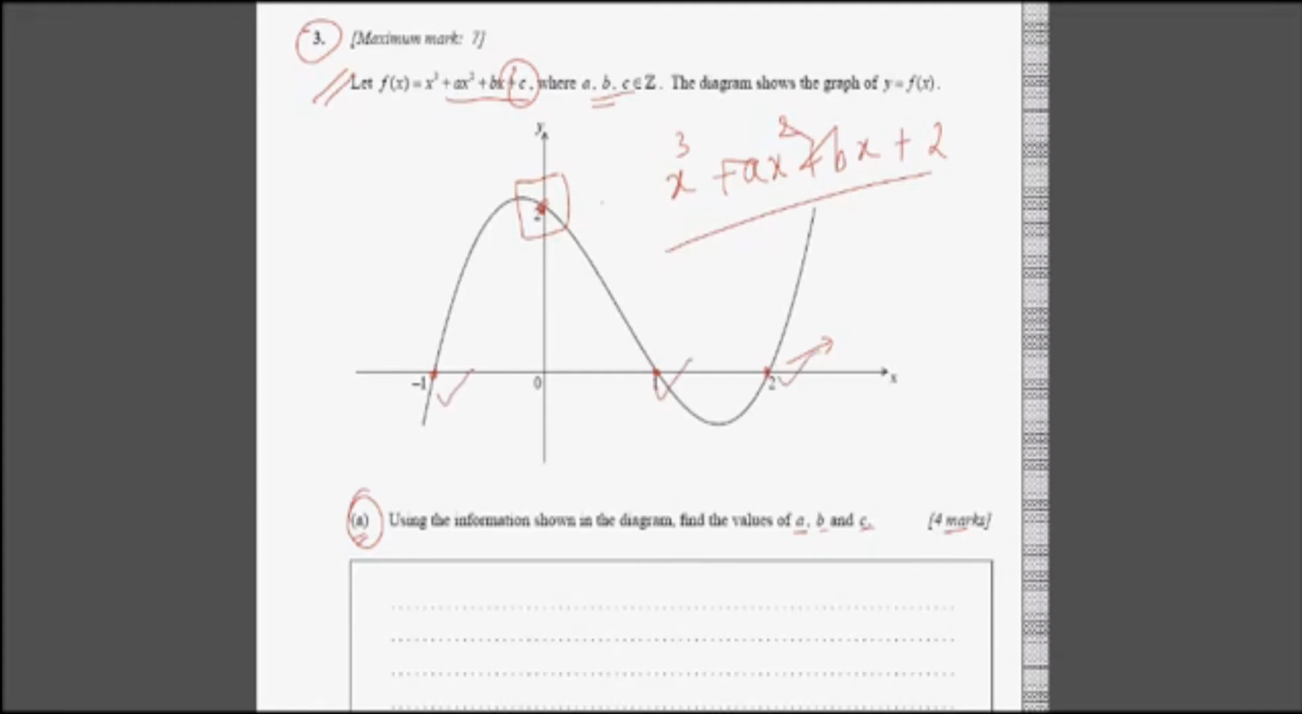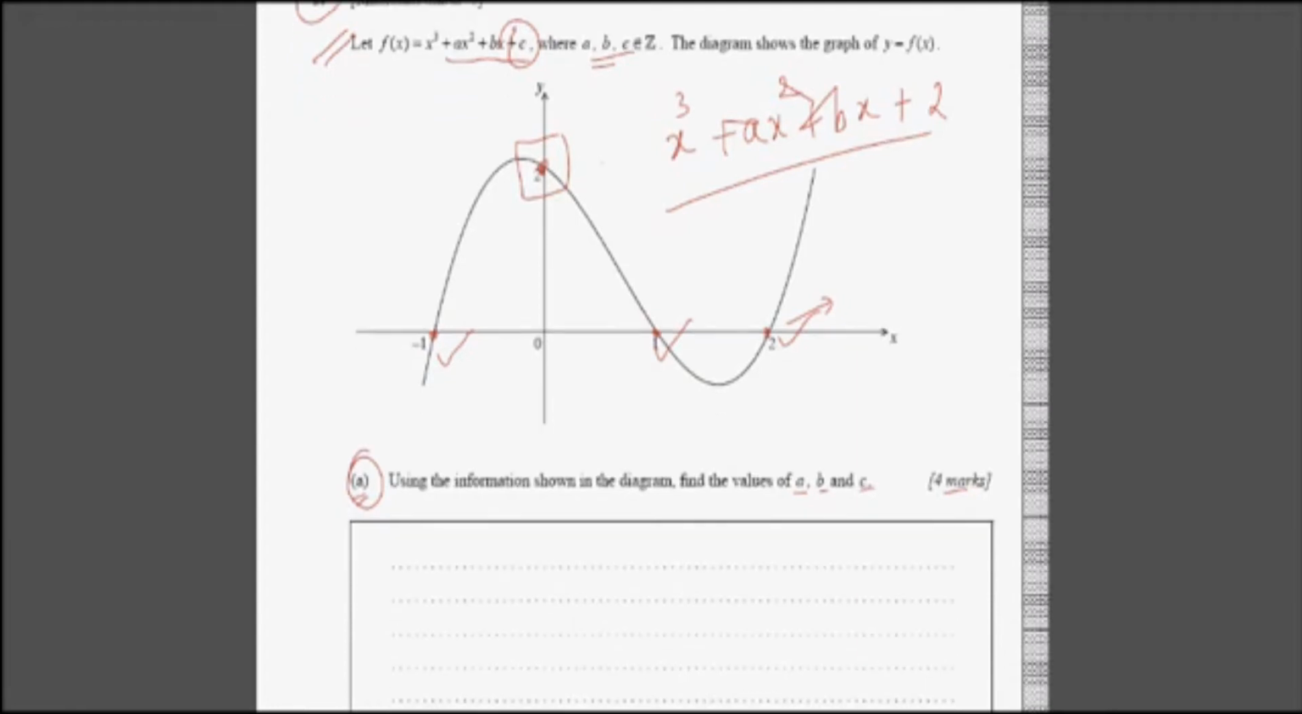These are the other pieces of information which are present in the question. Therefore, you need to use these x-intercepts in order to find a and b. So that's another technique that you need to be thinking about here.